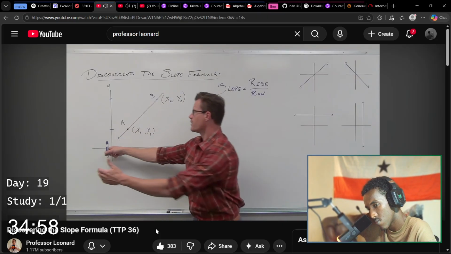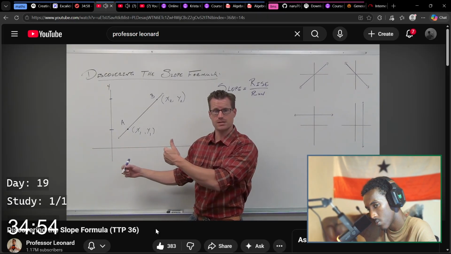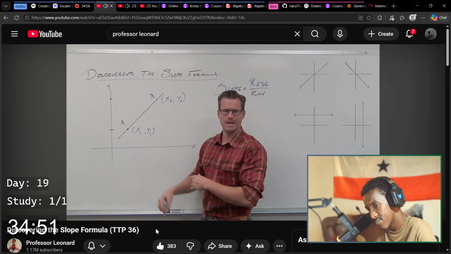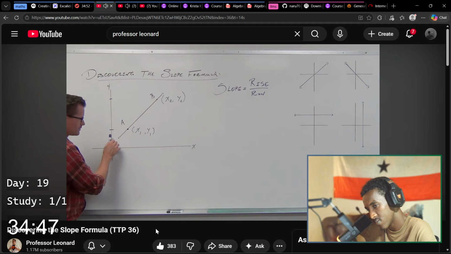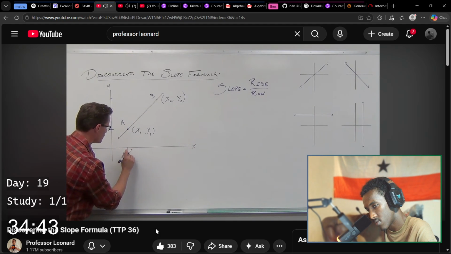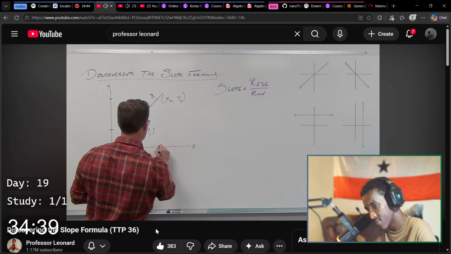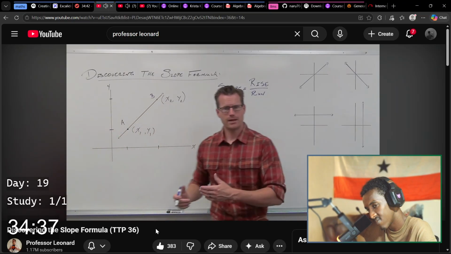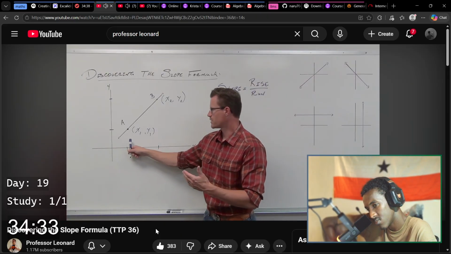So now we need to know the run component. Oh, the part on the x-axis. So how far over our point A is. Seems to me that this is about, okay, well, it's not here. Looks about there and there. That, as far as the x-axis, would give you where we are for this point and this point.